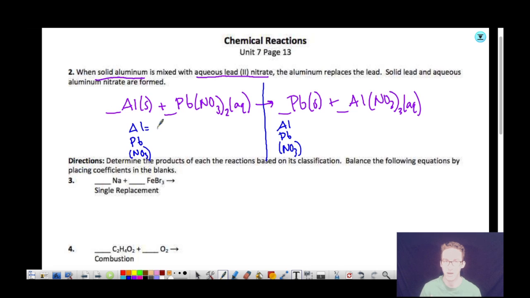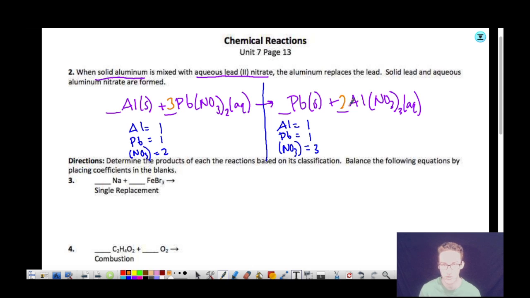Initially, I've got 1 mole of aluminum, 1 mole of lead, 2 moles of nitrate ions. On the product side, it's 1, 1, and 3. So my nitrates are unbalanced here to start with. I need to add some coefficients where I think it will give me a balanced number of nitrates on either side. I compare 2 to 3. I think to myself, what coefficient can I add in front of these to make sure I've got the same number of nitrates on either side?